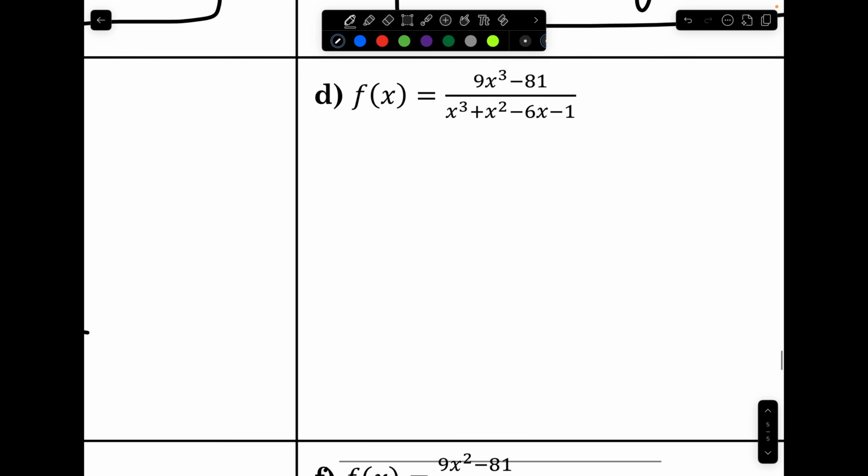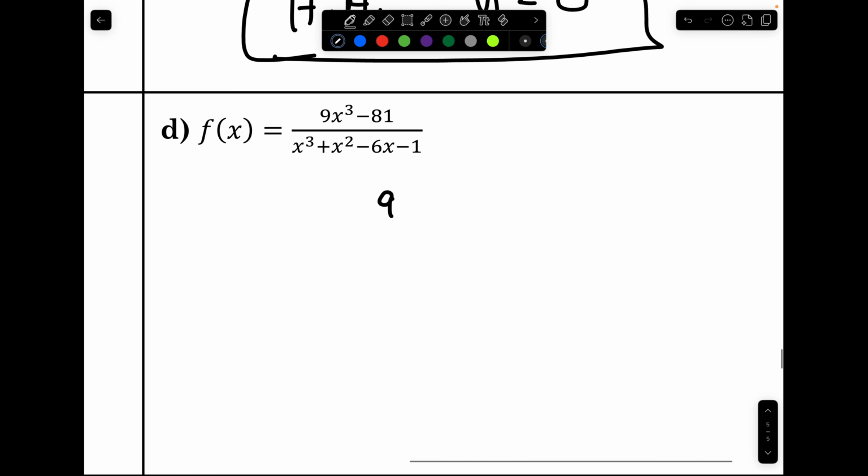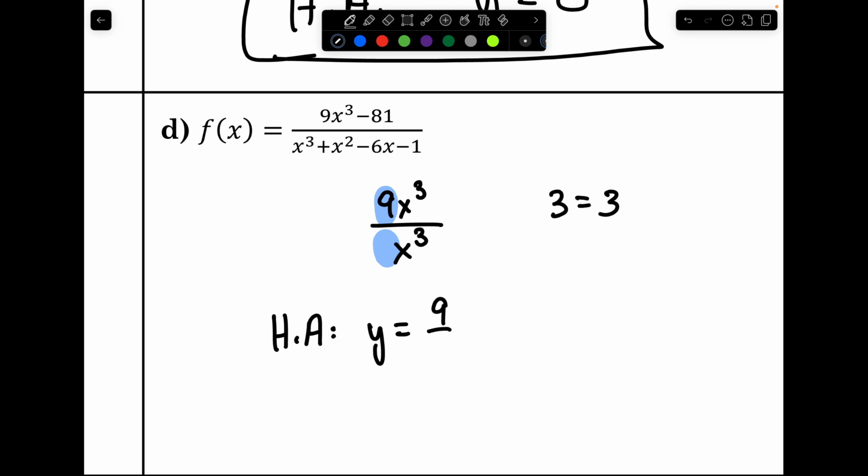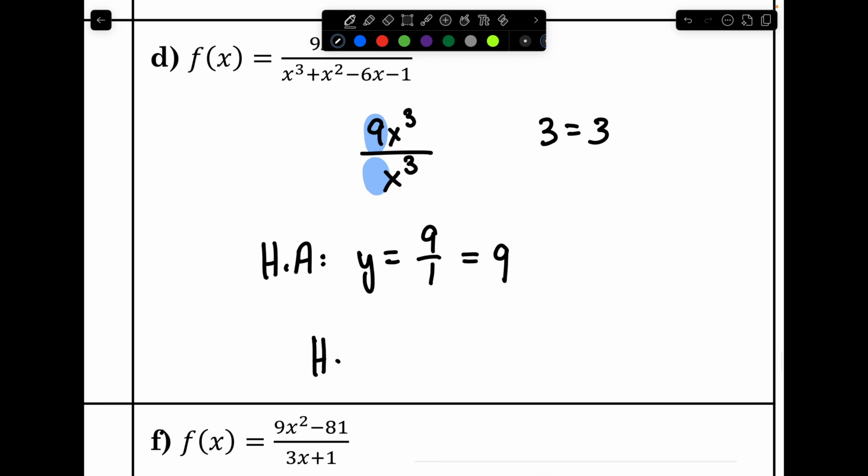Similarly, for example D, same thing. We have 9x to the third power, that's the leading term on the numerator, divided by x to the third power, again the leading term in the denominator. How do I know they're the leading terms? Because those are the terms with the highest degrees. And since the degrees of both are the same, they're both 3, then the horizontal asymptote is simply going to be the ratio of those leading coefficients. So 9 over 1, which is just 9. So your horizontal asymptote is y is equal to 9.